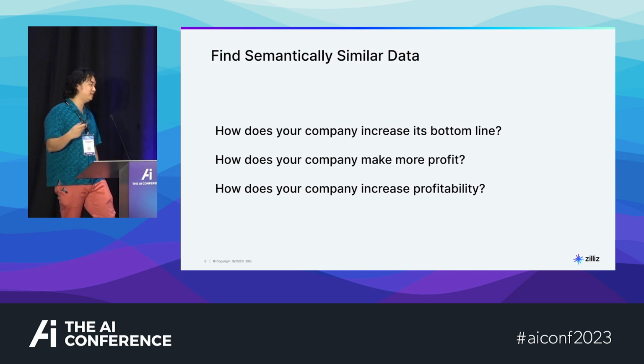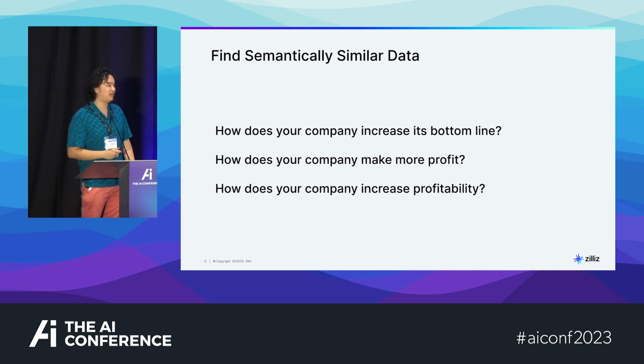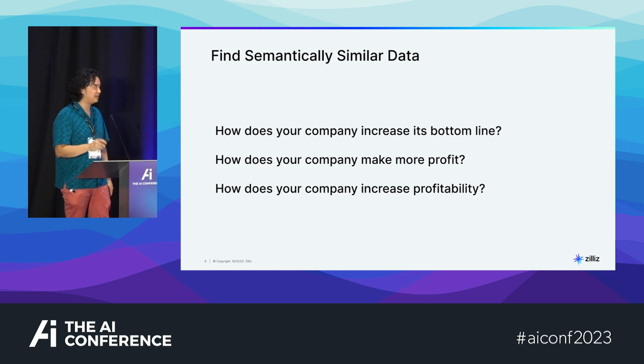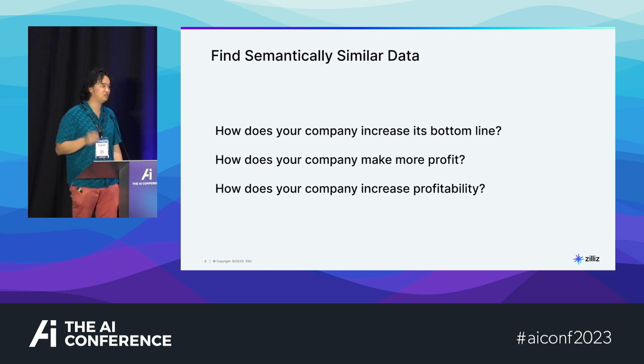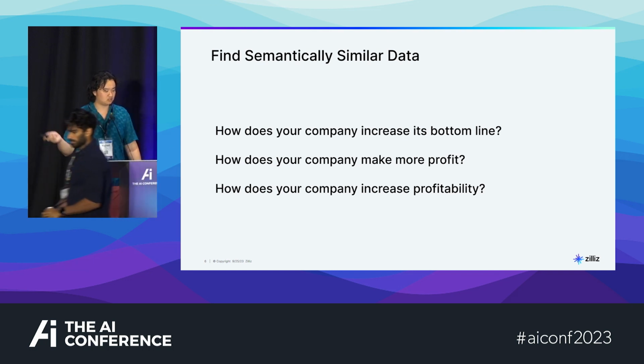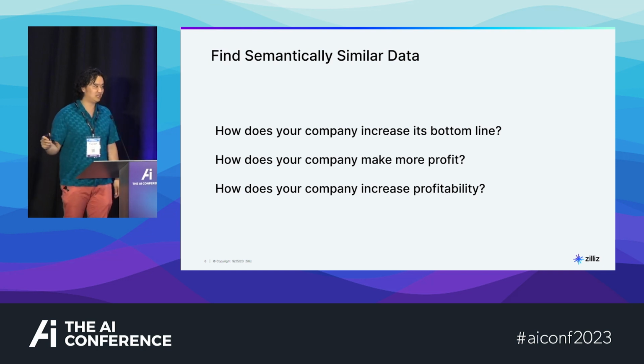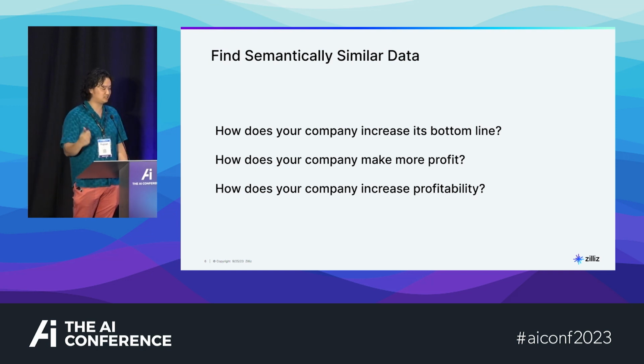Okay, so why do you need a vector database? Let's look at these sentences. How does your company increase its bottom line? How does your company make more profit? How does your company increase profitability? These 3 sentences are actually all the same question, semantically, right? If I asked you any of these 3 sentences, you would know that these are all the same question. But if you were to use keyword search and you were to search for the word profitability, you would lose the first 2 sentences. Whereas with a vector database, with semantic search, with vectors, you will be able to find all of these sentences.